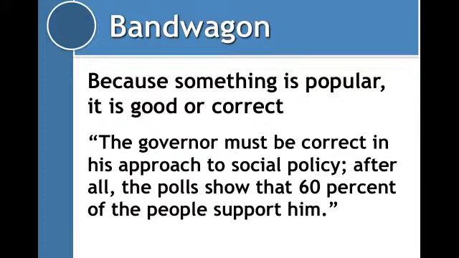Because frankly, as it says in this example, 60% of the people support him. Well, guess what? 60% of the people could be wrong. So you need other corroborating evidence in order to prove this statement.